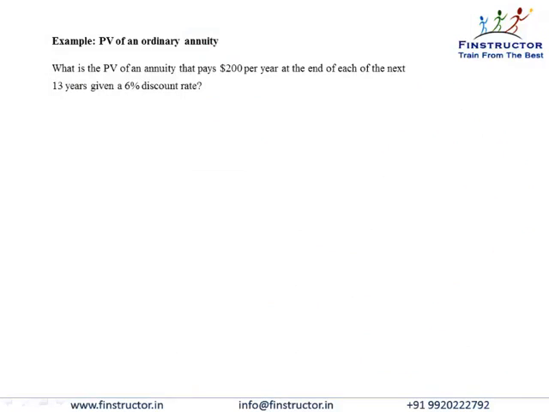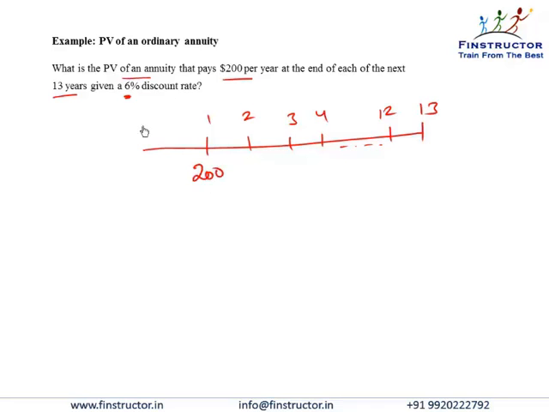Similarly, we can calculate the present value of an annuity. So the question asks us to compute the present value of an annuity that pays $200 per year at the end of each of the next 13 years, and the discount rate is 6%. So we'll work along the same lines. First, draw the timeline for the cash flows. So from t equal to 1 to t equal to 13, since it's an ordinary annuity, it makes payments at the end of the year. We get payments of $200 per year.